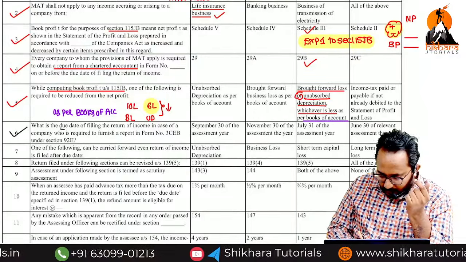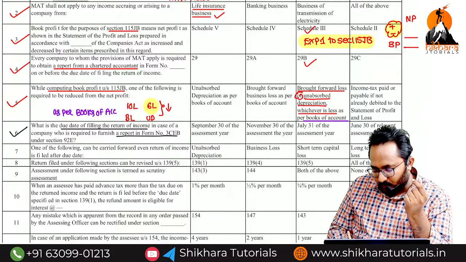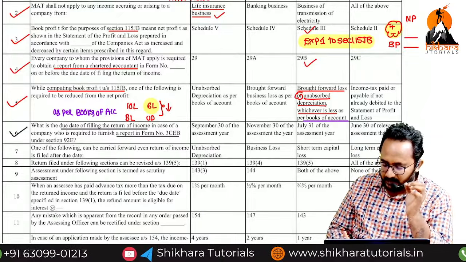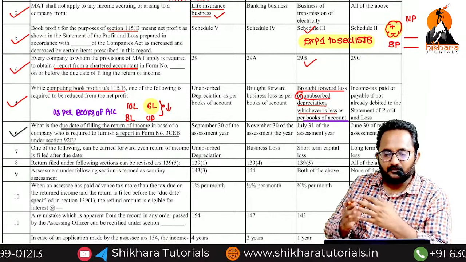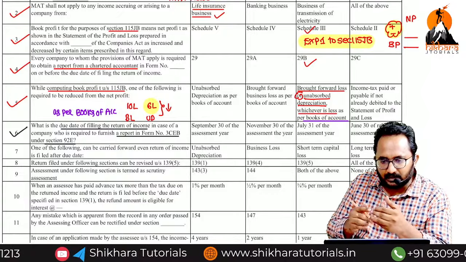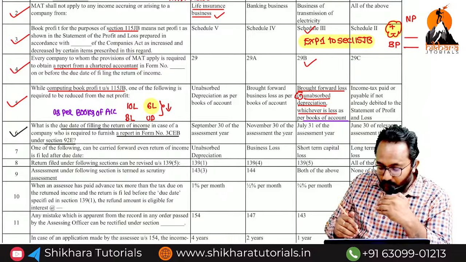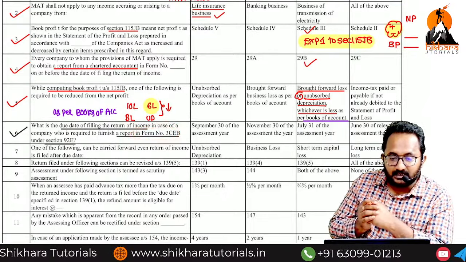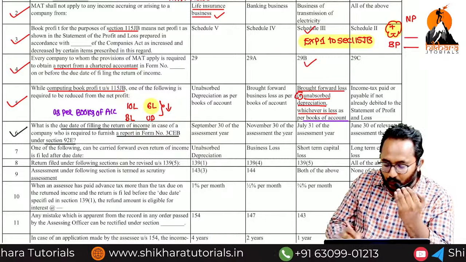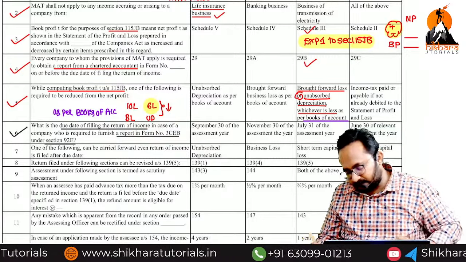Next, what is the due date for filing the return of income if an assessee is required to furnish the report under Form 3CEB under Section 92E? Simply, if any assessee has entered into international transactions or specified domestic transactions, they are required to file one report from the CA, which is Form 3CEB. For those assessees, what is the due date? The due date is 30th November of the assessment year.